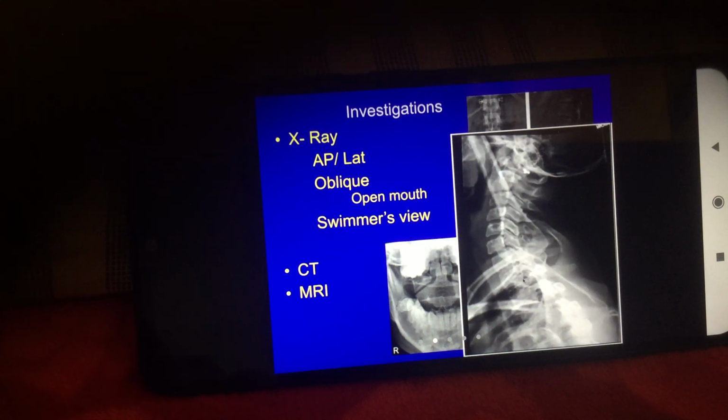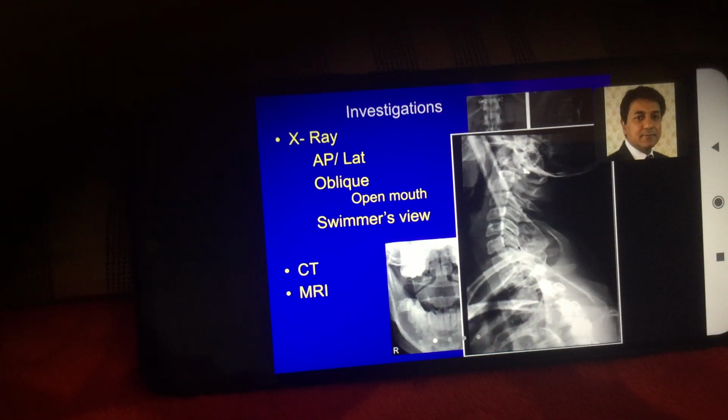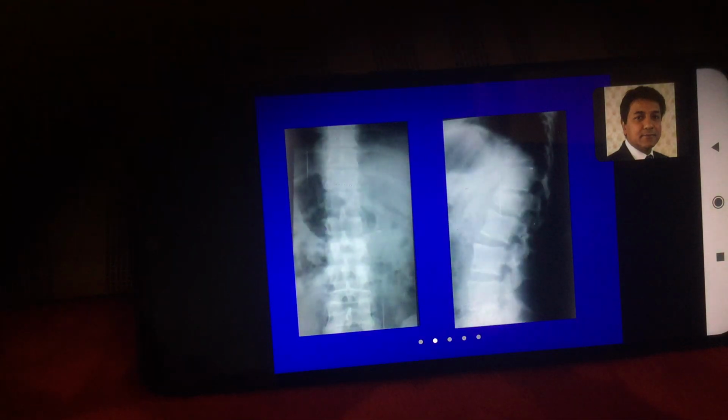And swimmer's view, look at this, the upper thoracic spine. If there is an injury of T1, T2, the normal lateral view doesn't show these vertebrae. You have to do a swimmer's view. That means you see this arm is abducted, like when swimming. If you want to see this area, you must do a swimmer's view.